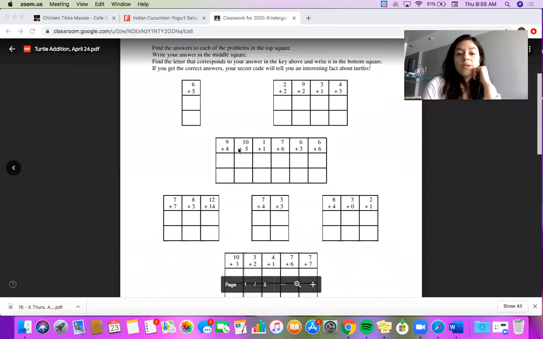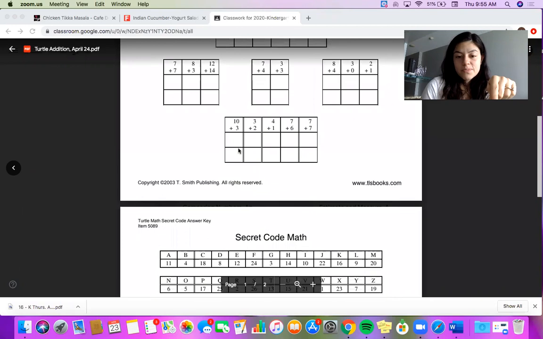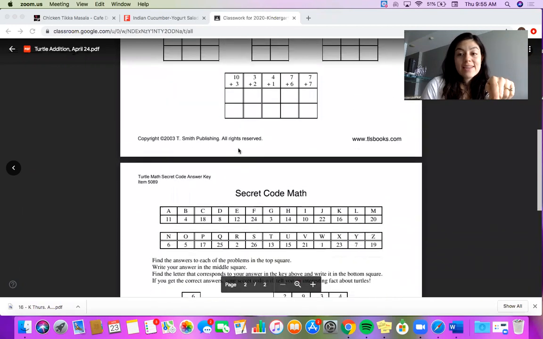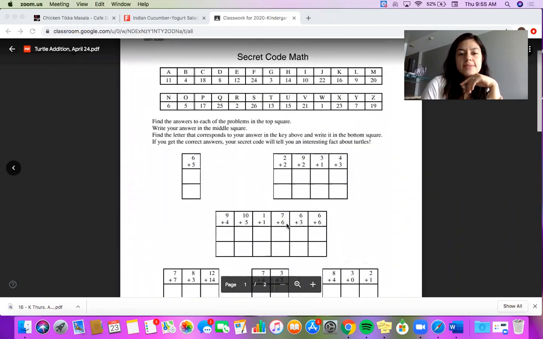Okay, and once again, do not look at the second page because it is the answer key. So parents, make sure you keep the second page hidden and out of reach for your kids.